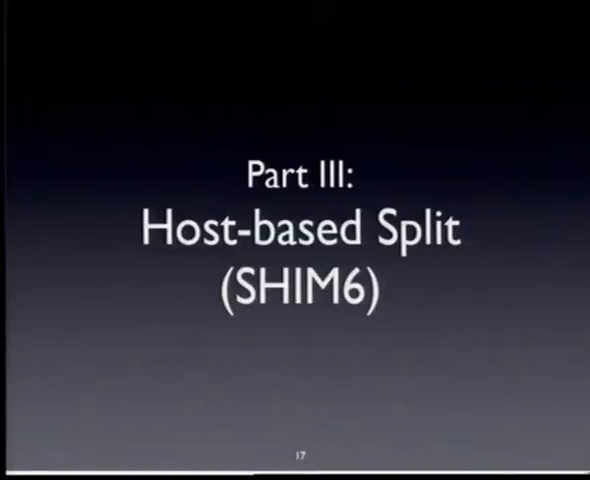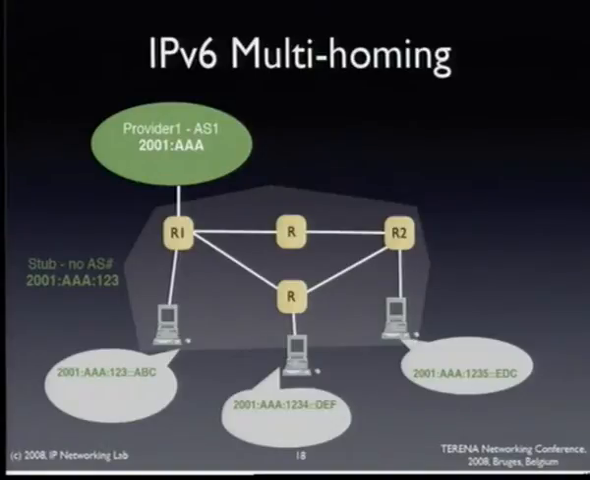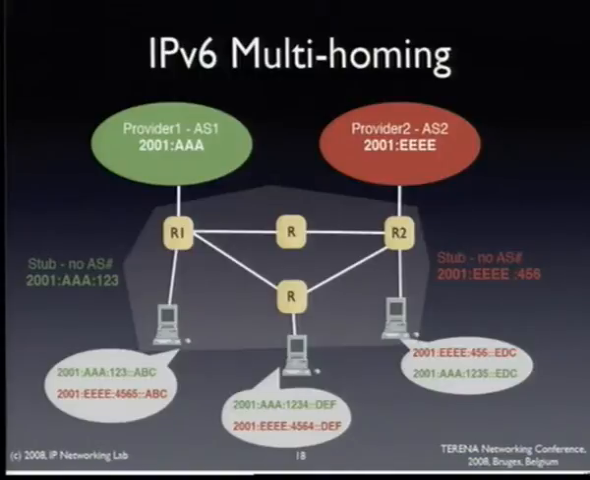Now that I've talked about router-based solutions, there are also host-based solutions, and here I will only talk about Shim6. Shim6 is in the framework of IPv6. In IPv6, multi-homing is a bit different from IPv4, as if you multi-home, you won't necessarily need an AS number, but you will receive portions of the prefixes of your providers, and each interface in your network will have an IP address in both prefixes.